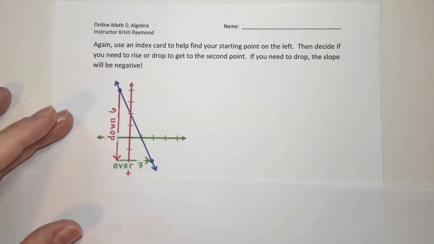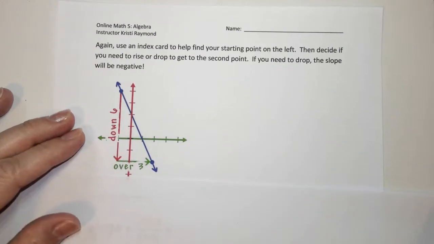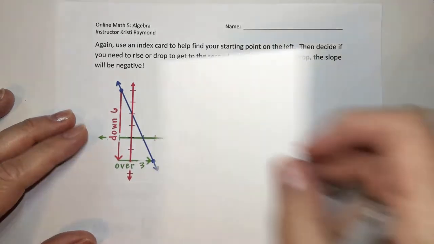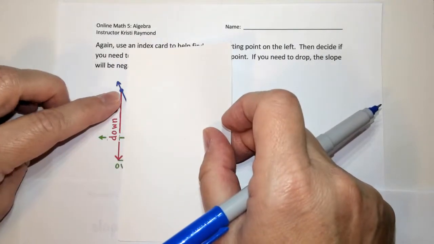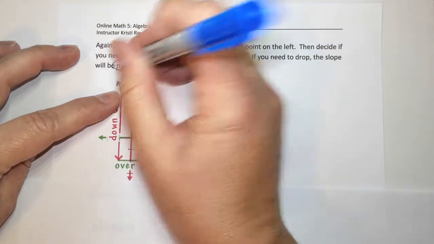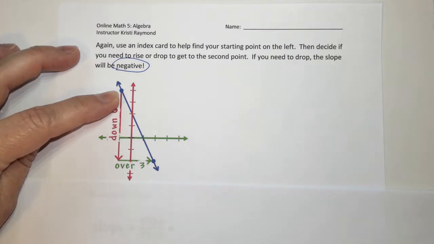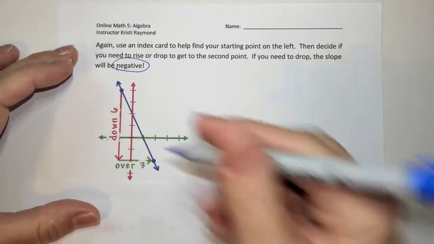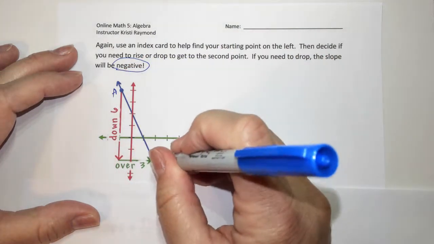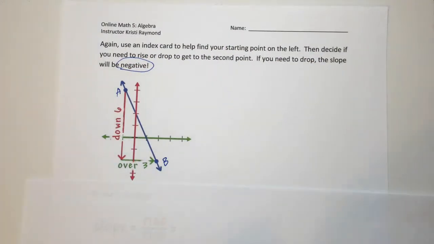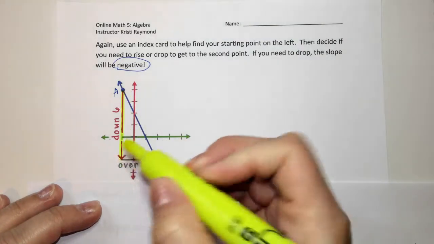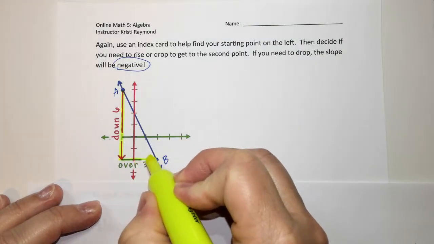So again, use an index card to help find your starting point on the left, and then decide if you need to rise or drop to get to the second point. Here we go. Starting point, and we're dropping. So we're going to have a negative slope this time. Let's not forget our negative number. To get from point A, maybe my house, to point B, maybe the restaurant in New York City, I have to follow straight lines. I'm not going to be going across everyone else's homes.